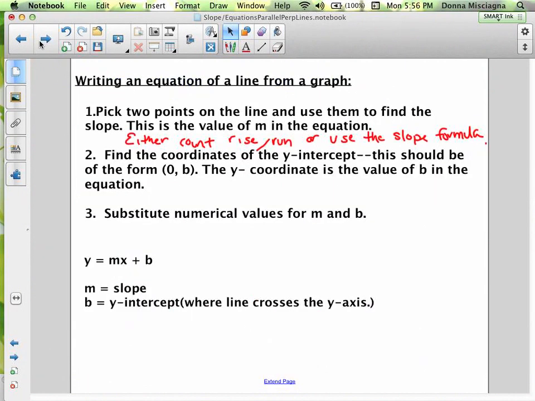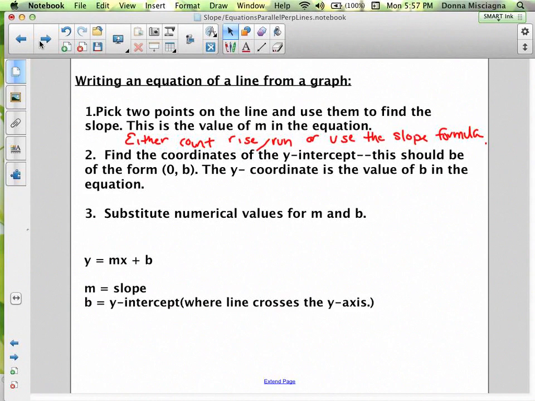So you have this in your notes. It's just written a little bit smaller. It's on the left-hand side there. Writing an equation of a line from a graph. So it's on the left-hand side, just below where we were writing. Okay, so it's all the stuff on the left-hand side.